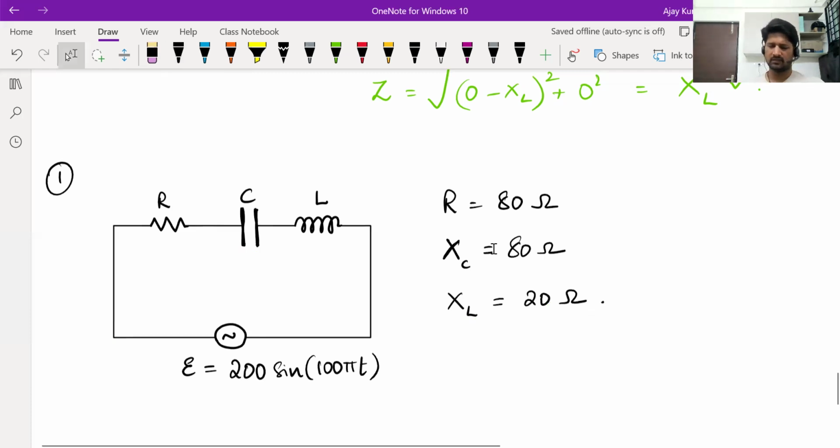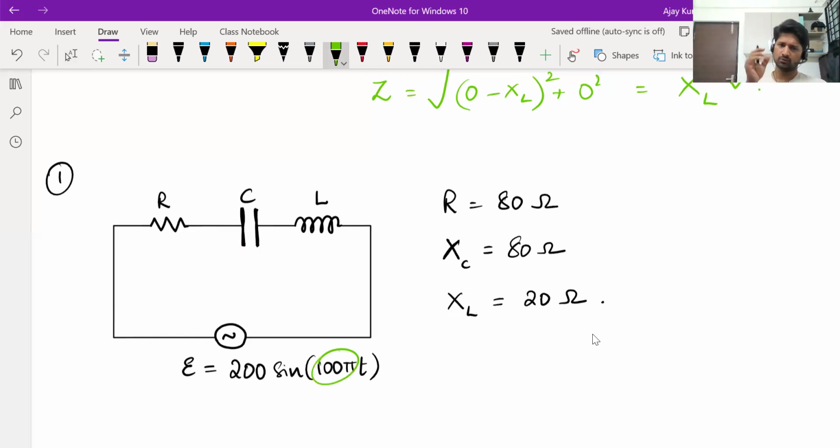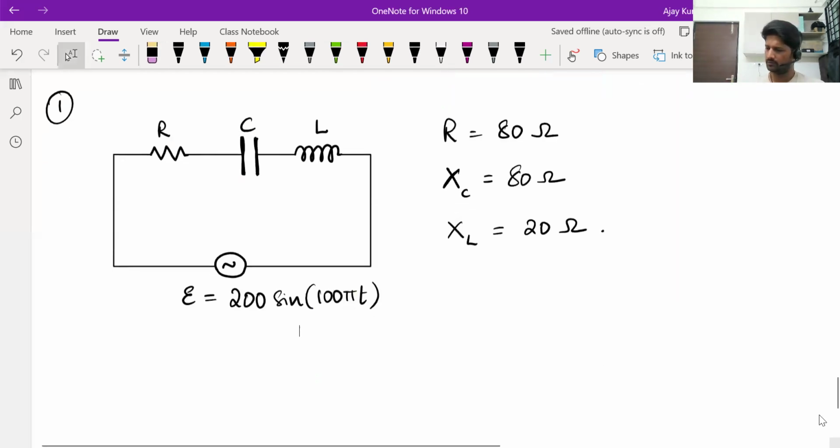XC and XL values depend on the actual capacitance and actual inductance. You know, XC is 1 by C omega. Omega is fixed here, 100 pi. But capacitance depends on the capacitor that you are using. So based on that capacitance, let's say XC is this much, XL is this much. All necessary information is given to you.